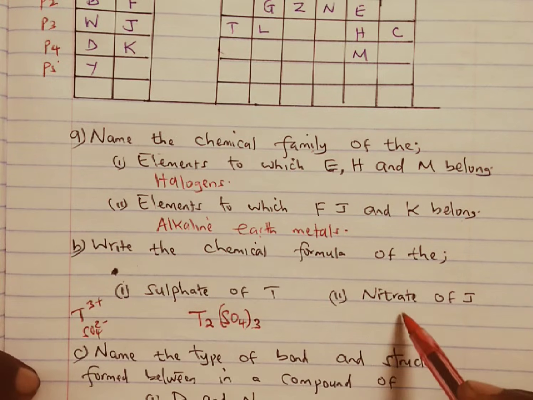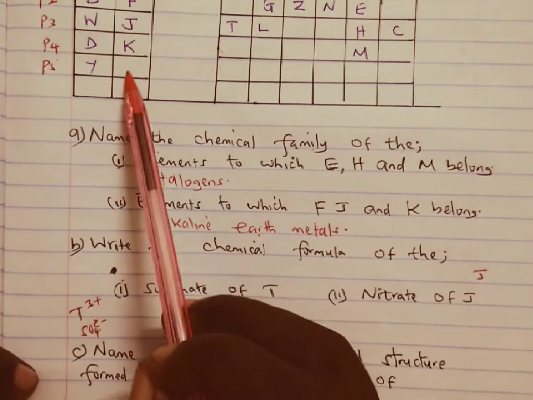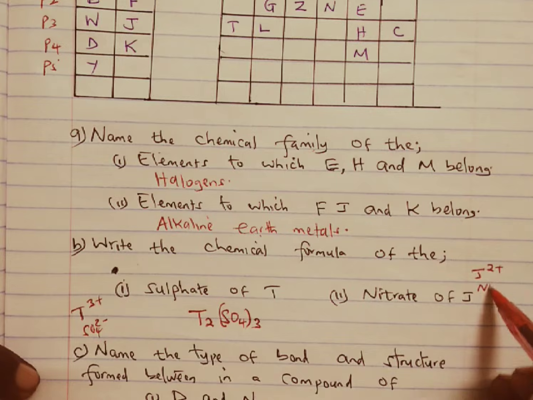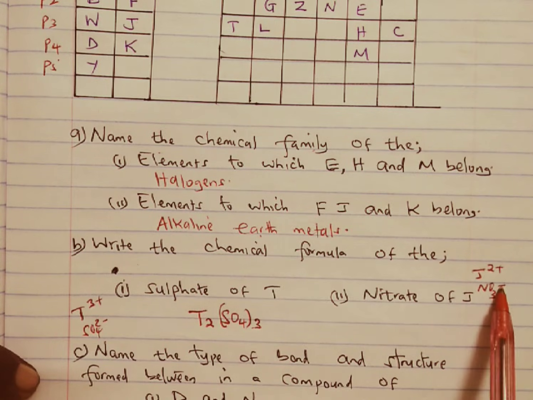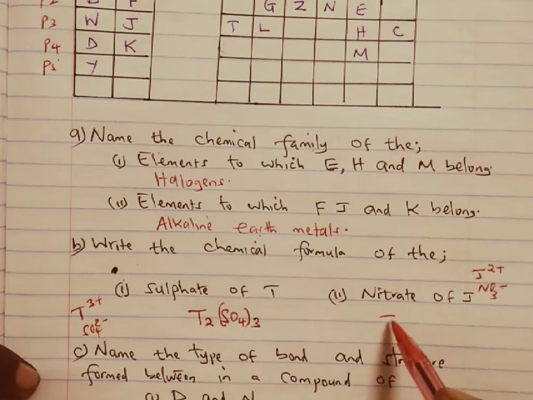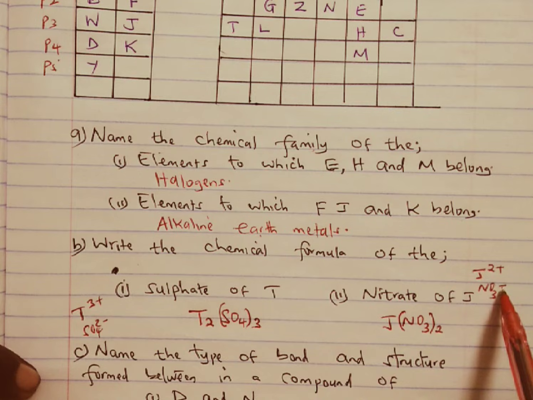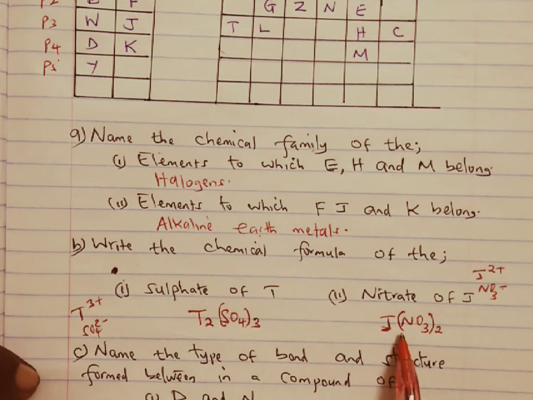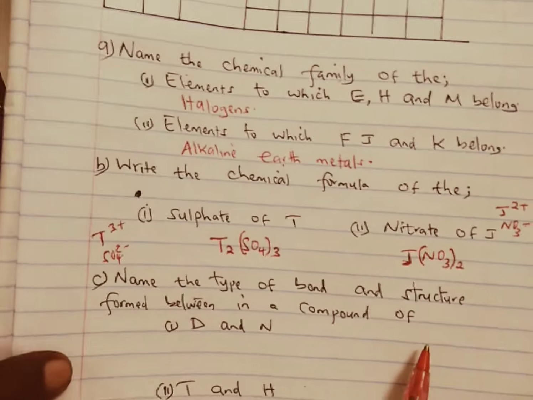Then we go to the nitrate of J. First, we know J is found in group 2 and all group 2 elements have a valency of 2. Then of course the nitrate ion has a valency of 1 because we said the valency of a radical is equal to the net charge, and therefore now we are going to have J NO3, but the valency of J is 2, so it goes to the nitrate. But the nitrate has a valency of 1 and therefore it does not affect J. So this becomes the formula of the nitrate of J. Then we move down to the rest of the questions.